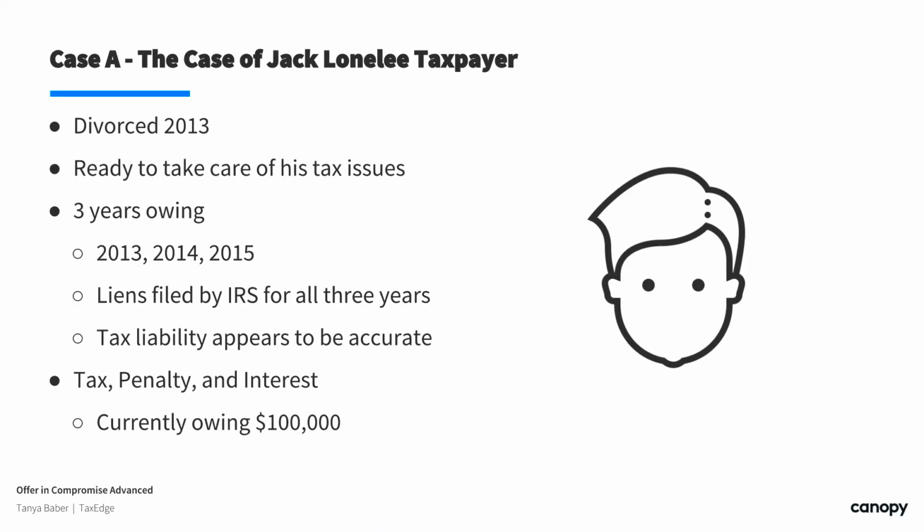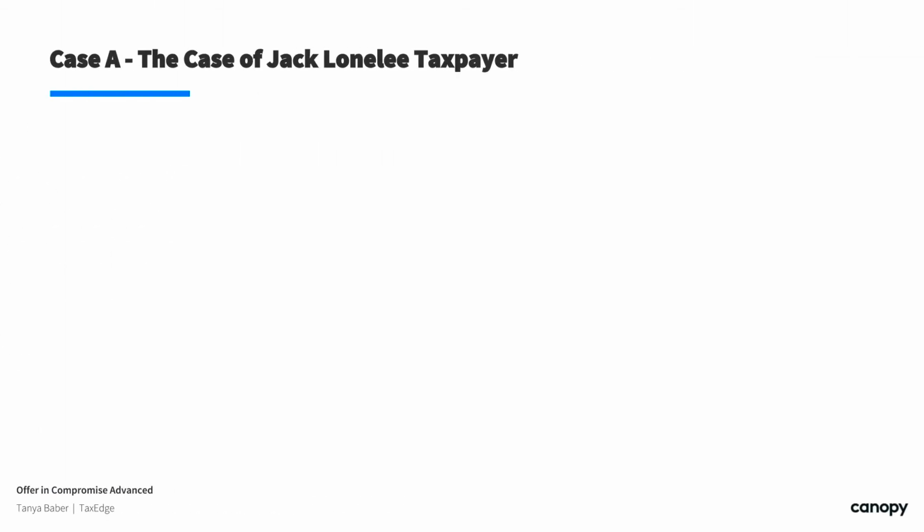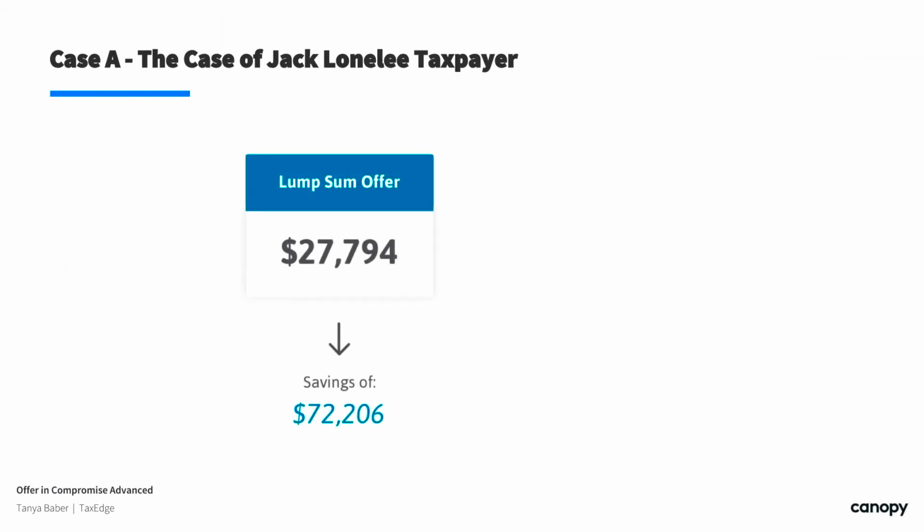So we'll just do a real quick recap off of this and what his result is. So as we look at what the results are of a lump sum offer, $27,794. So still a great savings. Remember, he owes $100,000. So this would be a savings of $72,206. Really not too bad to start with. But we're still not done.